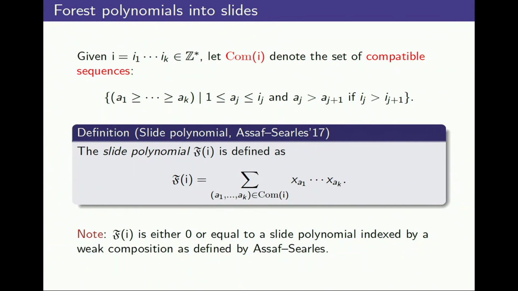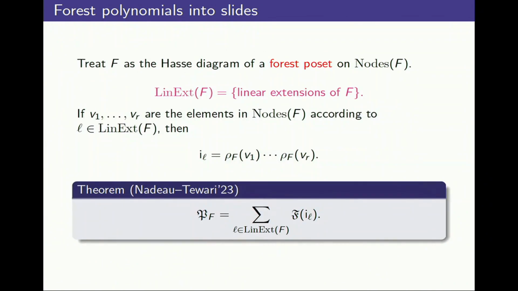So a Schubert polynomial is a sum of a bunch of these guys. Let me tell you that forest polynomials are coarser than slide polynomials. They're a coarsening of slide polynomials, and how do you do that? You treat your forest as a poset. It's a Hasse diagram of a poset, and you look at its set of linear extensions, decreasing labelings, if you will. If these are the nodes, assign a word by looking at the flag attached to each node.